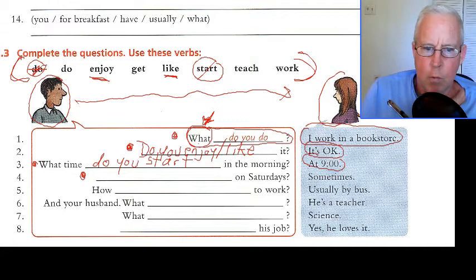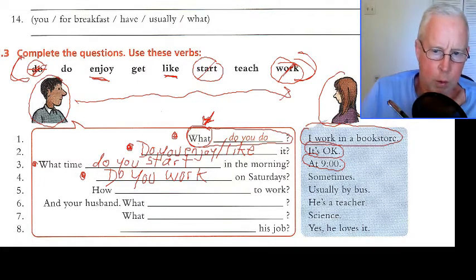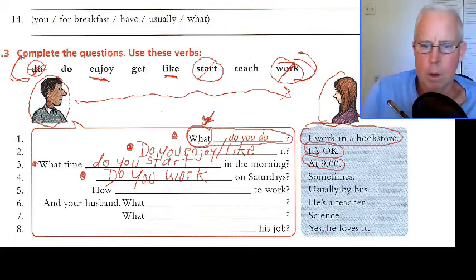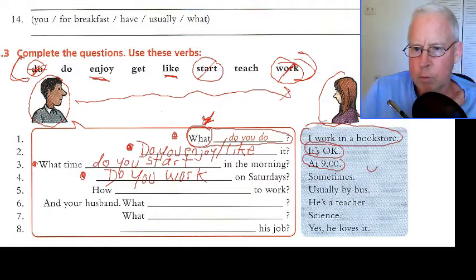So number 4 is going to be, do you work on Saturdays? She says sometimes. She could also say yes or no, or she could say yes I do or no I don't.